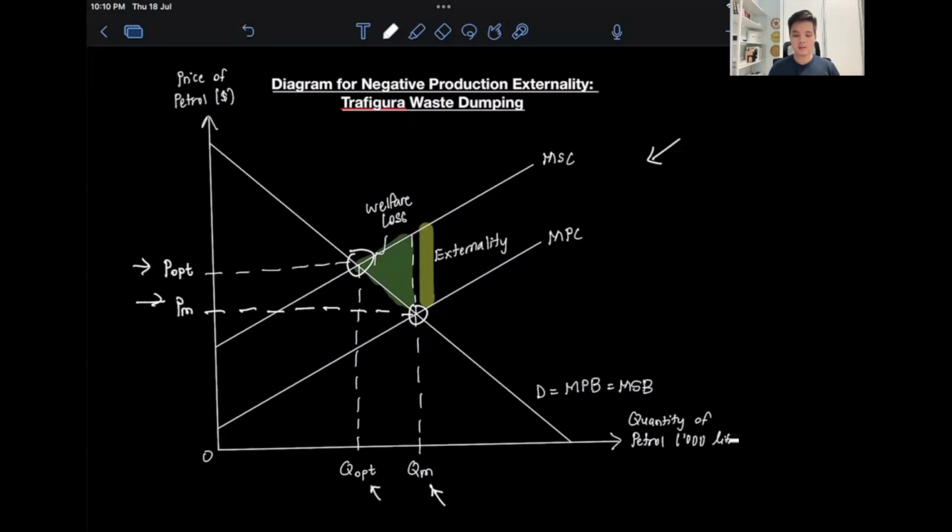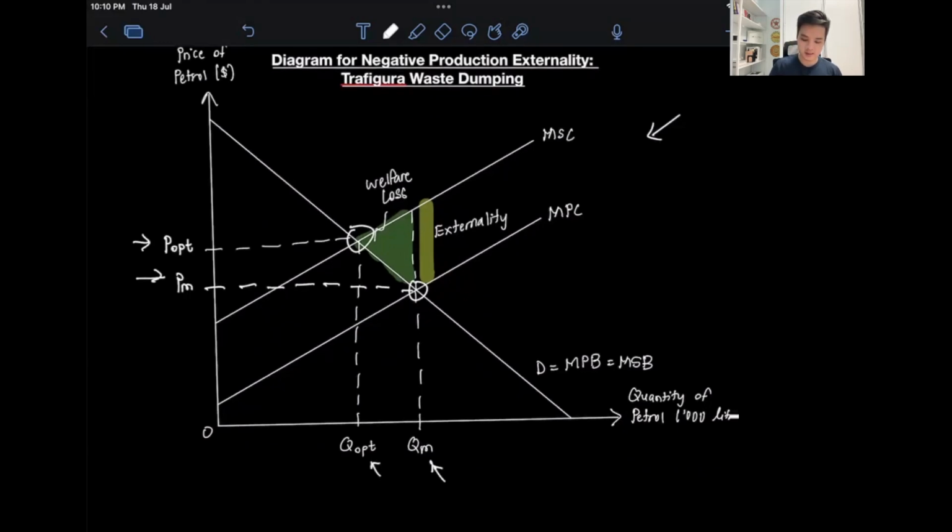Firstly, we can see that the firm Trafigura is producing higher or more than what is socially optimal. And this is reflected as the gap between QM and QOPT. That is the first thing, right? And secondly, we see that this results in a negative production externality because the villagers in West Africa are affected medically by a decision that was not made by them. So in this particular diagram, the externality is reflected as the gap between the MSC and MPC curves, which is also this yellow bar over here.